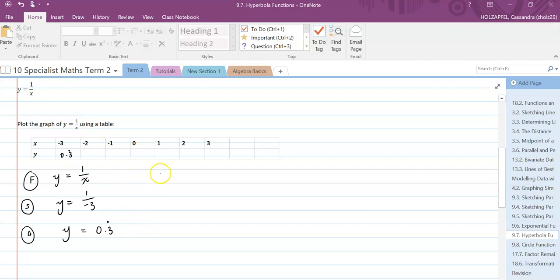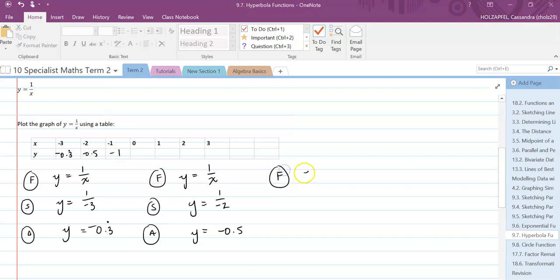Let's do another example here. Our formula, y is equal to 1 over x. Substituting in, y is equal to 1 over negative 2, because that's our next value for x. And our solution, again as a decimal, is going to be negative 0.5. So we can keep filling those tables out.